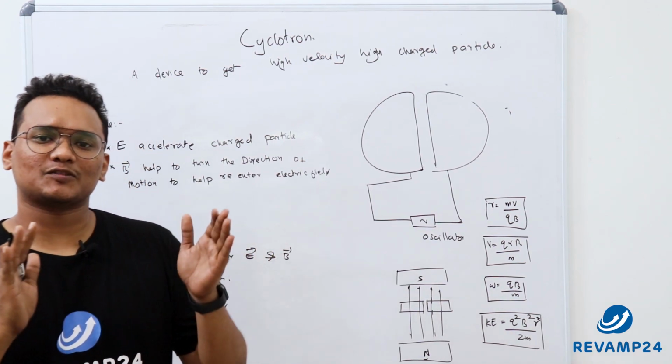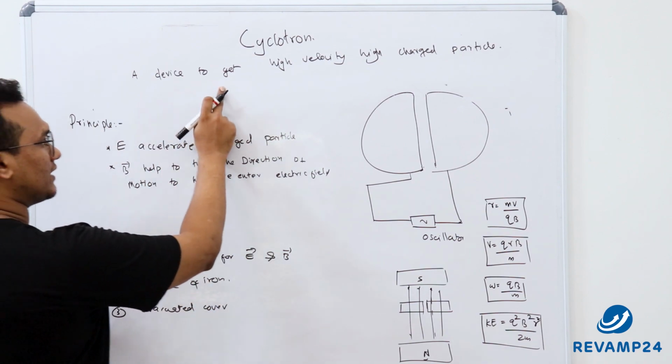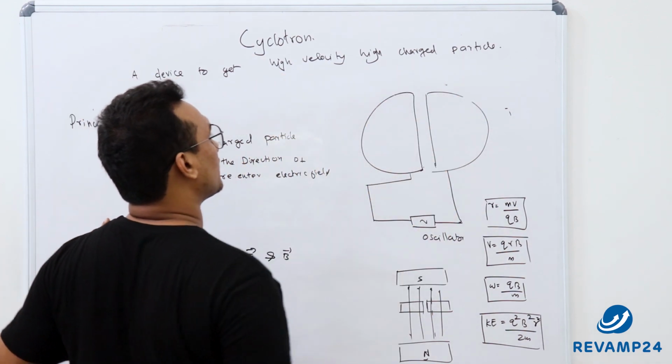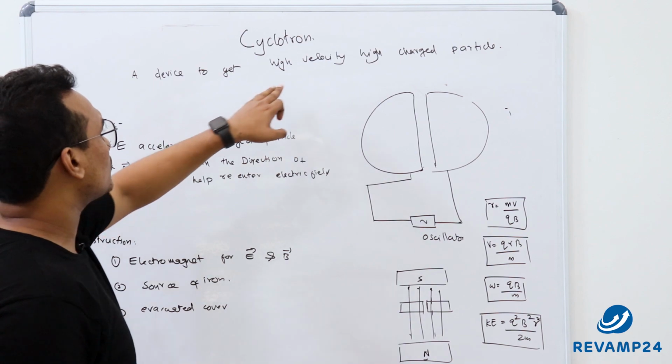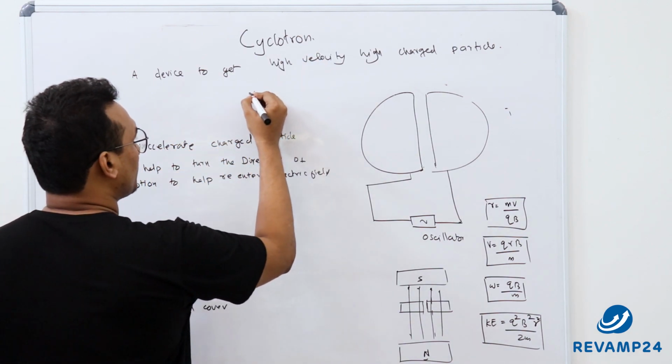In this video, I will explain what a cyclotron is. A cyclotron is simply a device to get high velocity, high charge particles. Now, how do we give velocity to a charged particle? Let's say I have a charged particle here, plus Q.